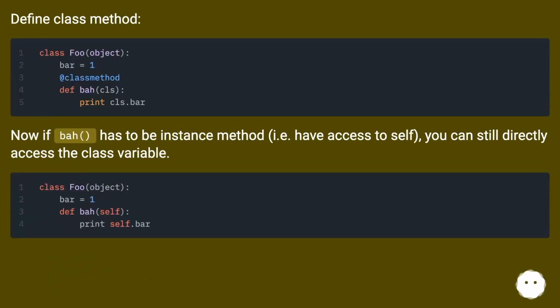Define a class method. Now if bar has to be an instance method, i.e. have access to self, you can still directly access the class variable.